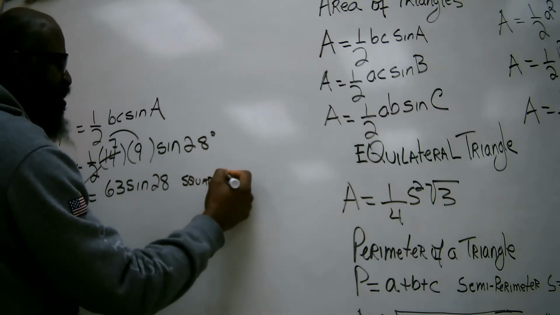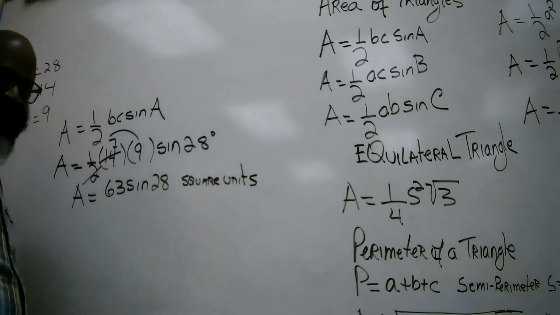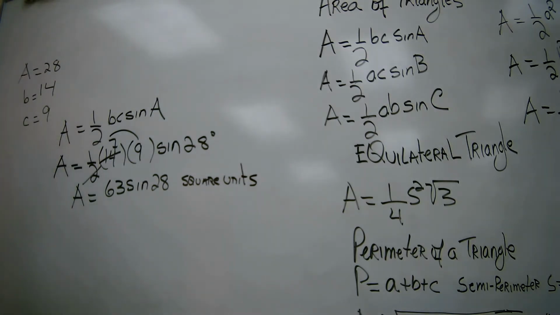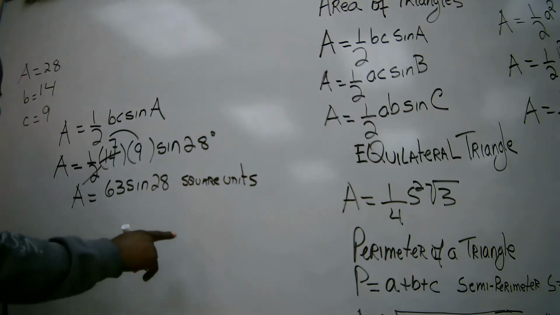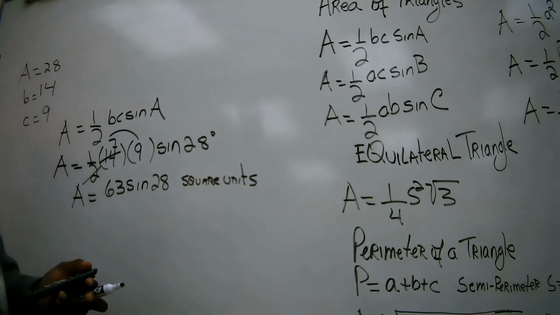Technically, this is your area. Since most likely you will have to simplify that, you will have to round this. So we will evaluate what sine of 28 multiplied by 63 is. That is the reason you're going to need your scientific calculator. So I'm going to use my calculator.